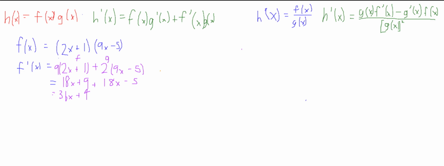Now let's try a problem. So let's say we have f of x equals 3x minus 6 divided by 2x plus 7. Now, how can we use the quotient rule to find the derivative of the function?